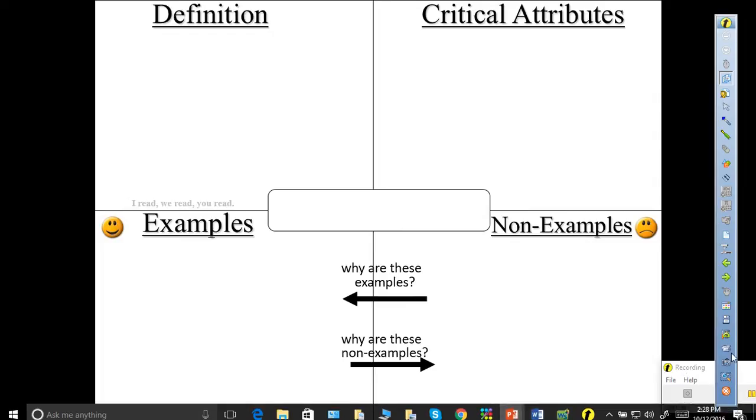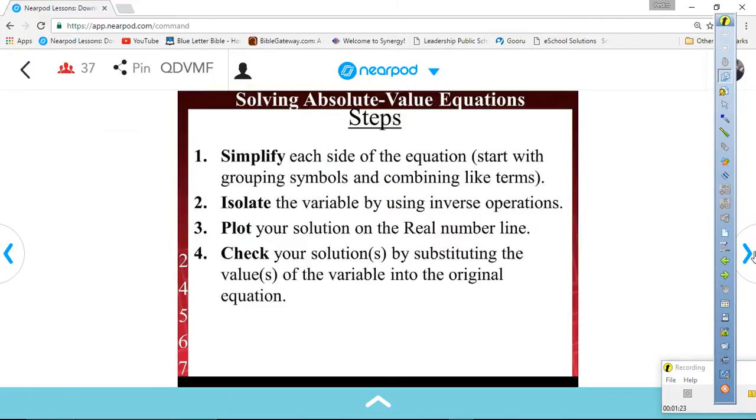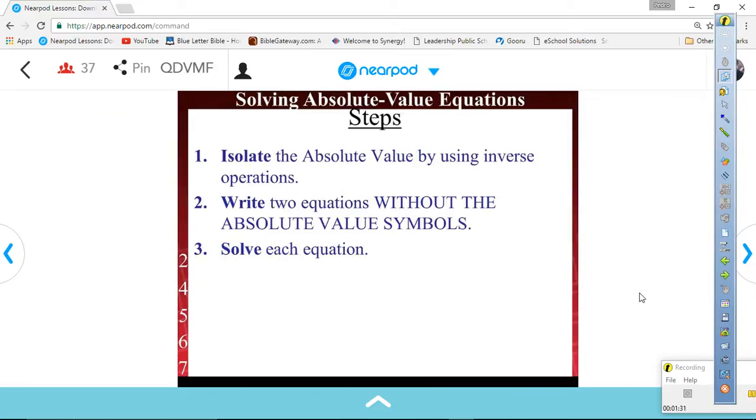We pretty much know by now what they are. We know the steps that we've been using: simplify, isolate, plot, check. But for the purpose of today, we have three different steps. Write these steps down, please. Step 1, isolate the absolute value by using inverse operations. Step 2, write two equations without the absolute value symbol. And step 3, solve each equation. Write those down, please.